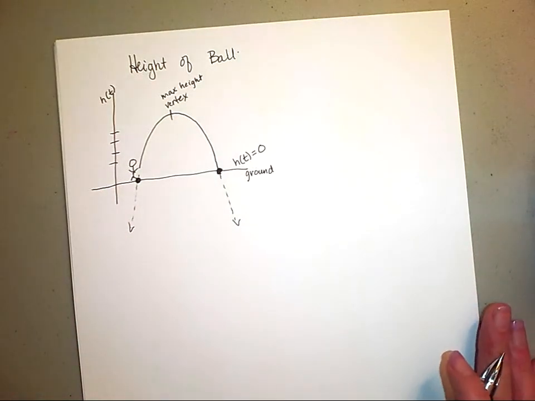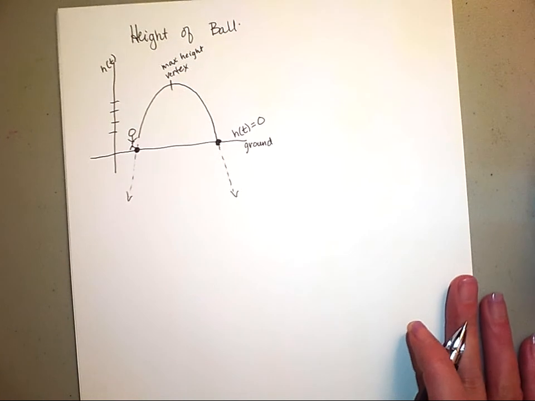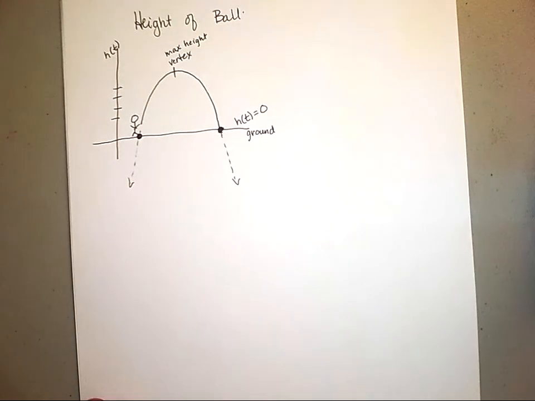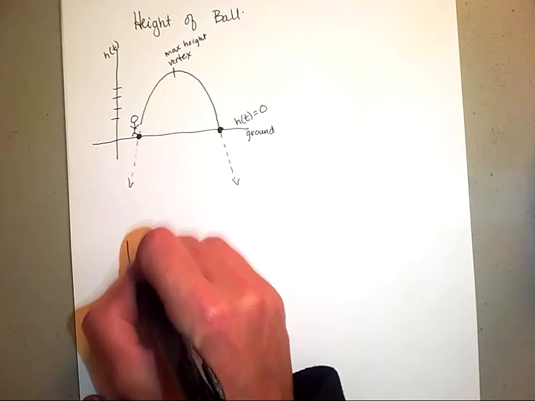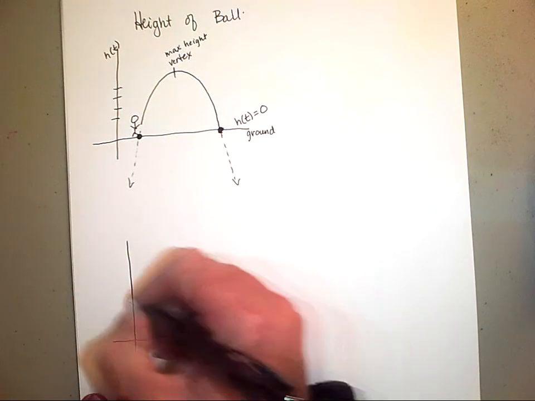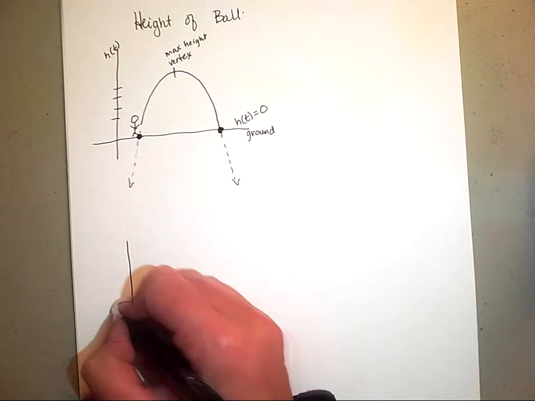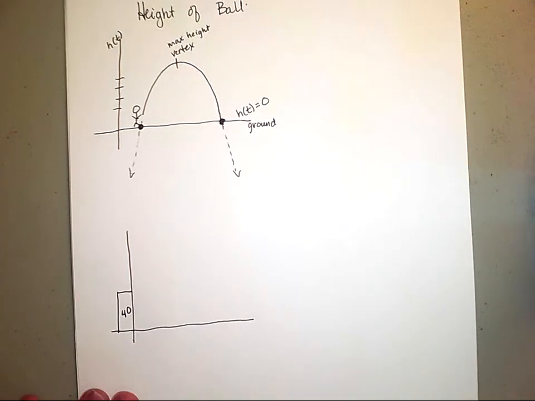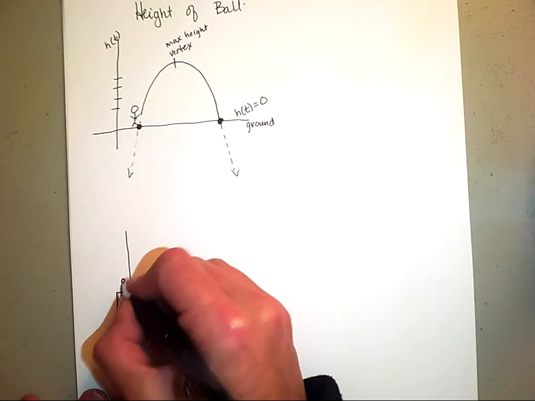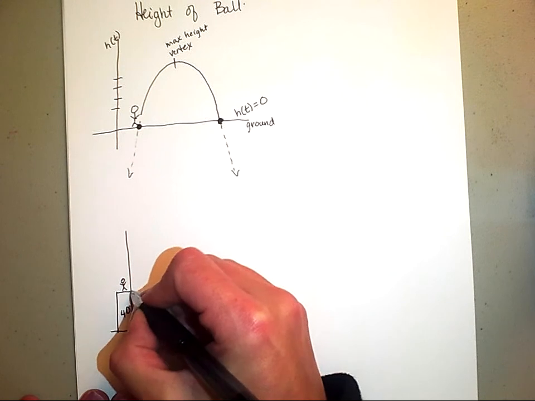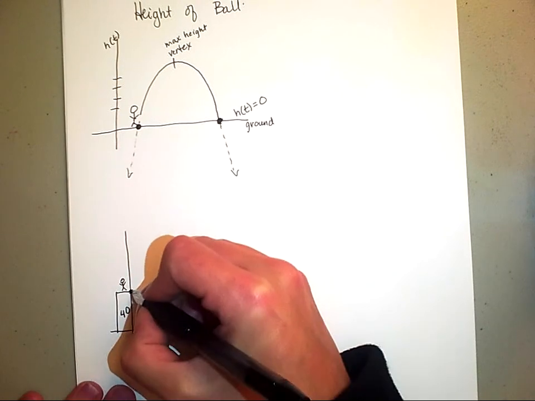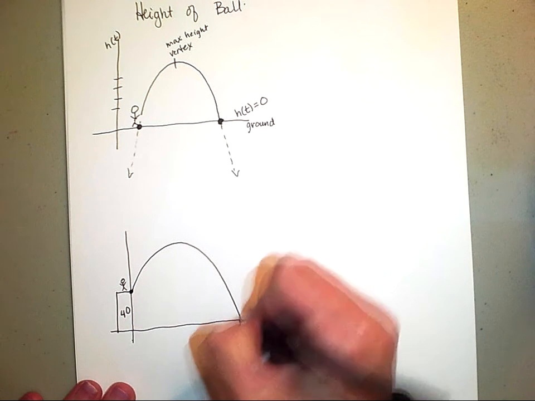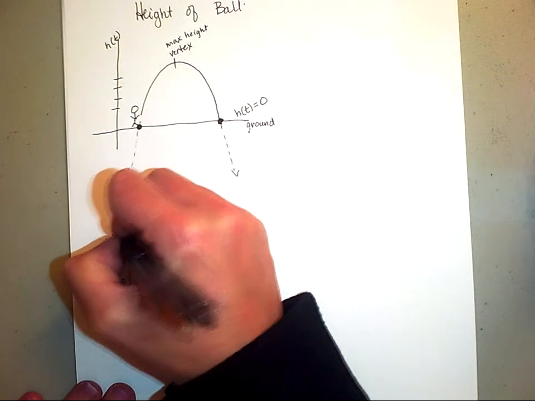Okay, so let's see if we can do this. Let's say we have a ball that is thrown upward from the top of a 40-foot building. Okay, so now when I draw my picture, I know that the person is standing on top of the building, and we're throwing a ball upwards. So it starts at this height, and then it's going to go up and come down. Okay, so this is the height.